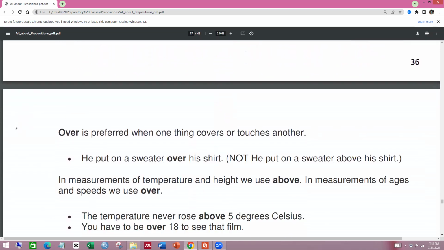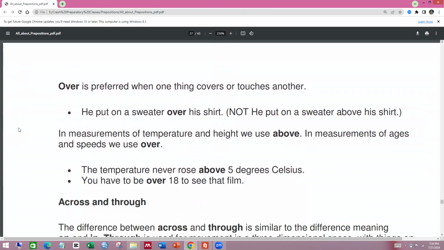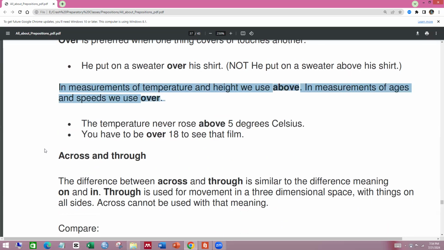Over is preferred when one thing covers or touches another. ठीक है, it's clear. He put on a sweater over his shirt. मतलब शर्ट के ऊपर. Not he put on a sweater above his shirt. Above मतलब सर से भी ऊपर चला जाएगा फिर. In the measurement of temperature and height, we use above. In measurements of ages, speeds, we use over. ठीक है, इस बात को आप नोट कर लें. You will need it in your writing.